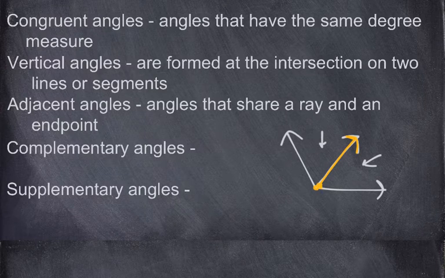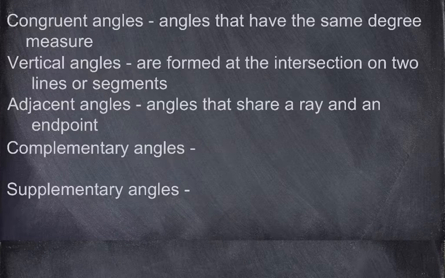Now it's important to specify that they share an endpoint as well, because what we could technically draw that would not be adjacent angles would look like this. Notice here, they're sharing this endpoint, but this one actually extends back down to this endpoint. So this is not an example of adjacent angles. Again, they need to share a ray and they need to share the same endpoint.